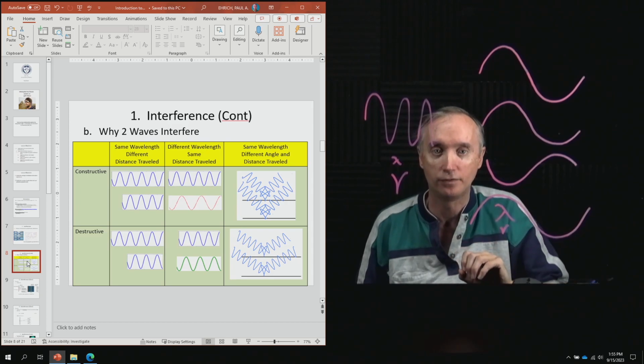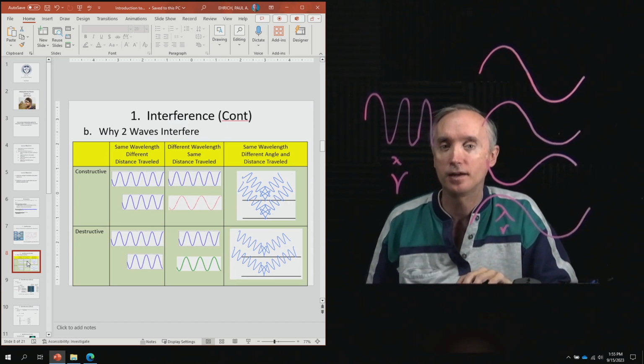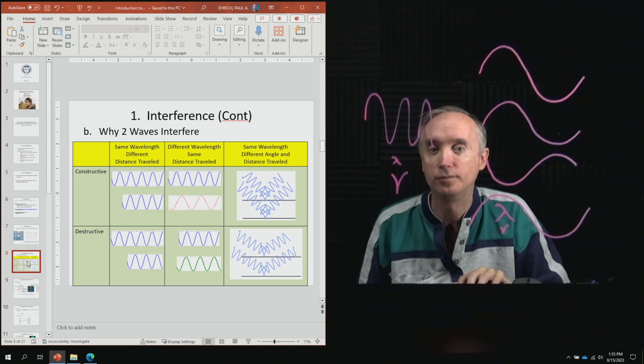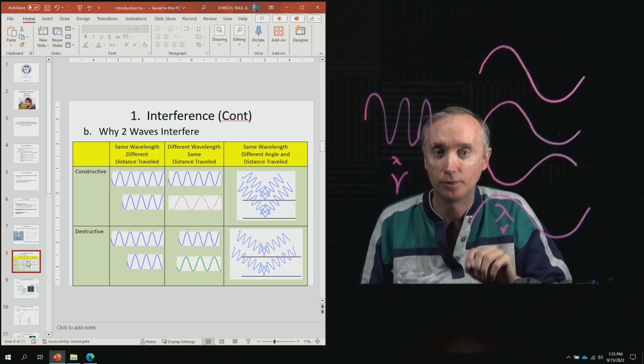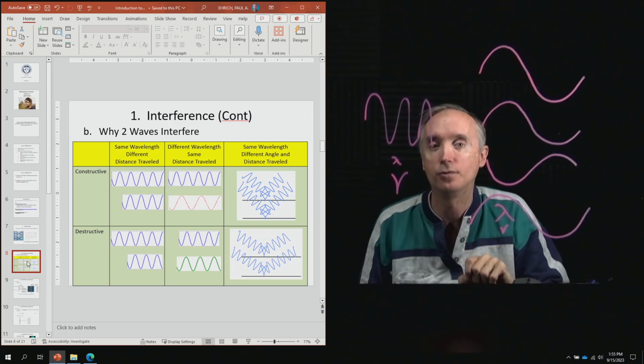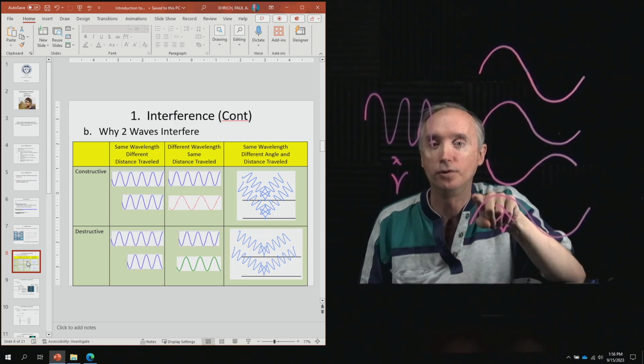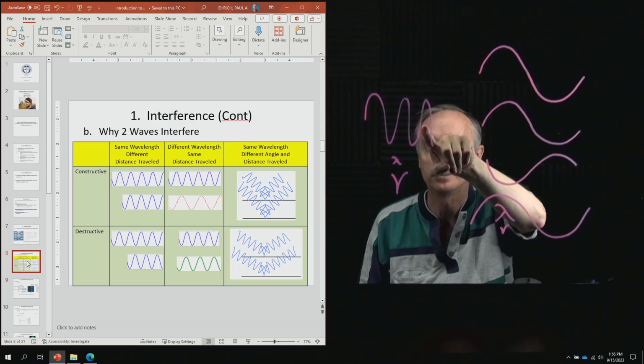So that's one way of generating constructive and destructive interference, by varying the distance that the light has to travel. Okay, the second one, this time, notice it's the same amplitude, but now it's a different frequency. So the blue, let's say, is this one here.